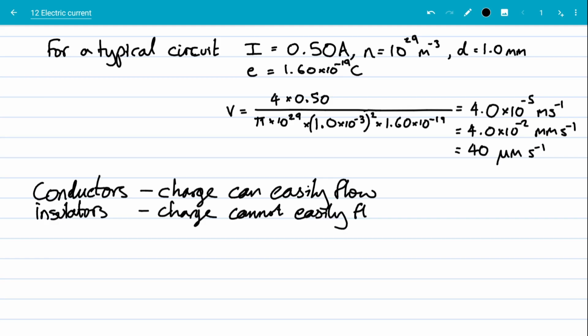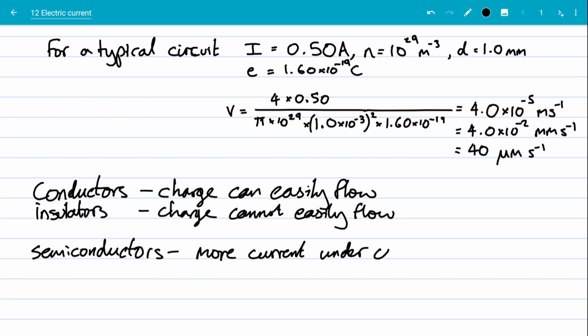There is also something called a semiconductor, and these are interesting. It doesn't just mean they're not very good conductors. These are much more interesting than that. So in a semiconductor, we can get more charge to flow per second, so more current, under certain circumstances. And I'll leave it there for now in the notes.